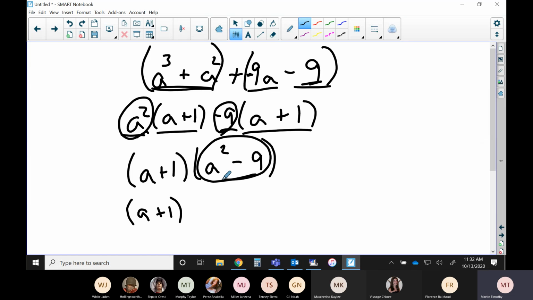What should you recognize this as? I literally just taught it to you. That's why I taught it to you before I did this one. Difference of squares. And so actually you can factor that bubble more. A plus 3, a minus 3. You have to factor until everything is factored.